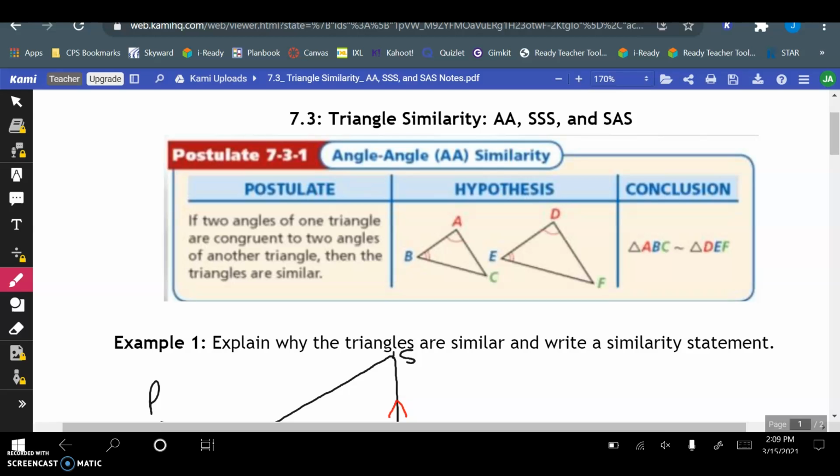For section 7.3, we're going to talk about triangle similarity using angle-angle, side-side-side, and side-angle-side. So the first one is angle-angle similarity. If two angles of one triangle are congruent to two angles of another triangle, then the triangles are similar. So just going on two of the angle measures, if they're the same in both shapes, then we can say that the triangles are similar.